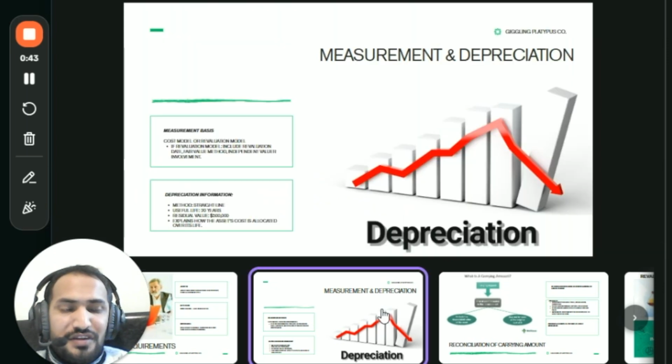First, the company must disclose the measurement basis used. This means stating whether the wind turbine is recorded using the cost model or the revaluation model. If the revaluation model is used, the company must also disclose the date of revaluation, the fair value measurement method, and whether an independent valuer was involved. Second, AASB 116 requires disclosures of depreciation details for the wind turbine. This includes the depreciation method, in this case straight line, the useful life of 20 years, and the residual value of $500,000.